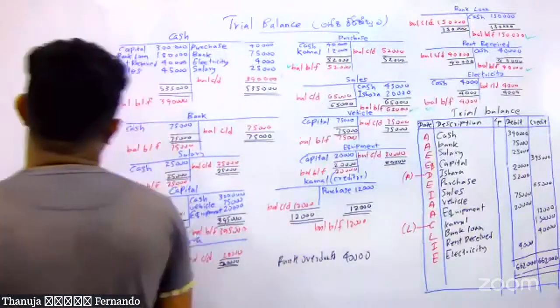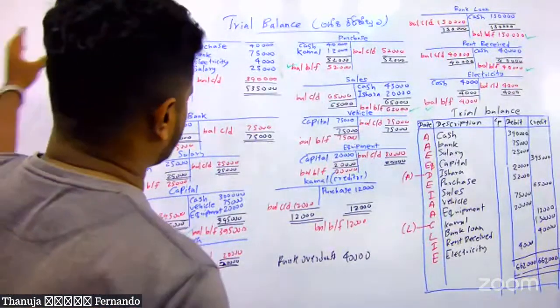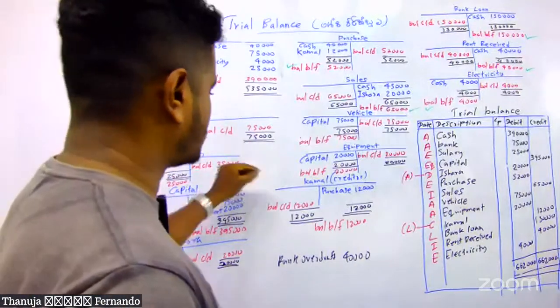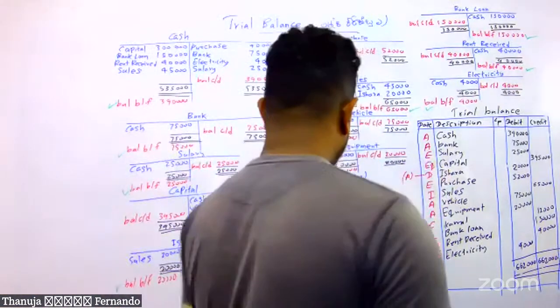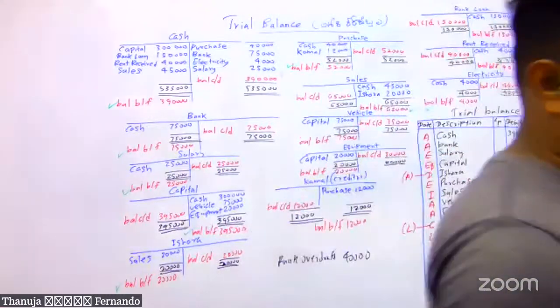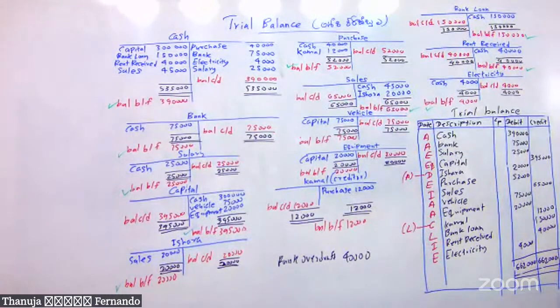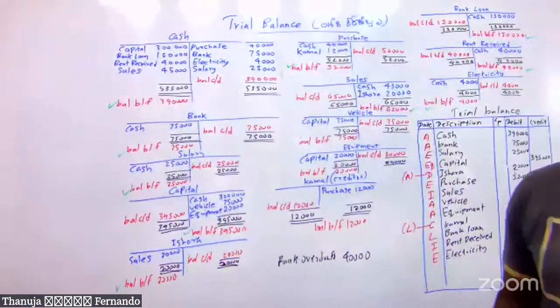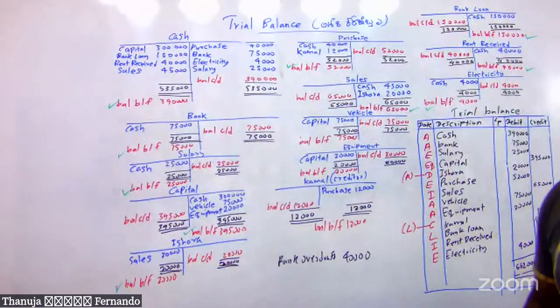So first of all, we record these transactions to prime entry books, then ledger accounts, then balance off, then take the balances to the trial balance. This is the first situation: when we record in the prime entry books, there might be some errors.